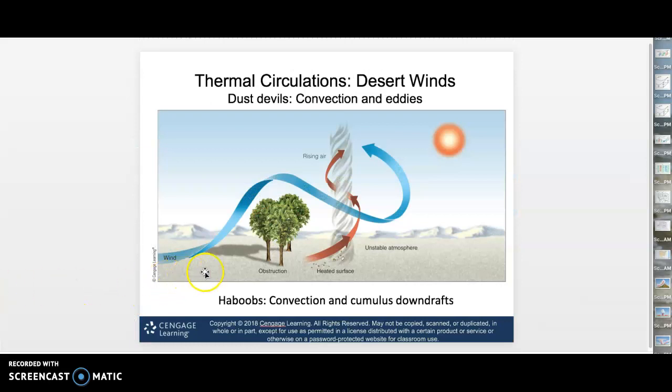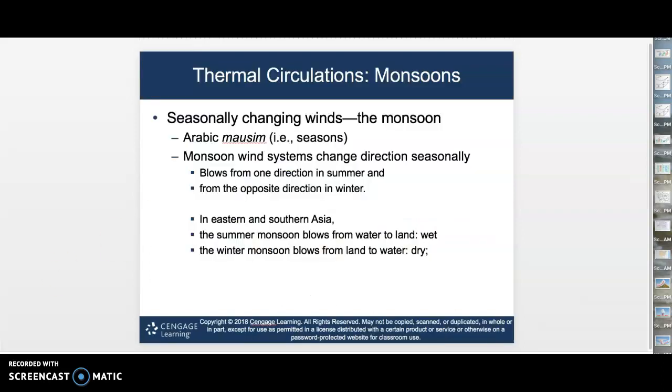Desert winds really work into the obstructions around oases in the desert or around skyscrapers in desert cities. And they can come up around these obstructions onto this unstable heated surface and whip around, forming an eddy. We'll be talking more about that soon.